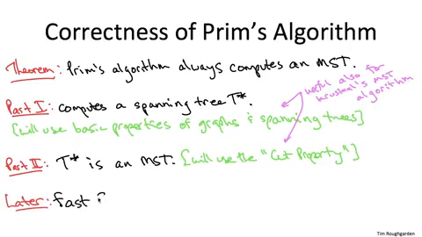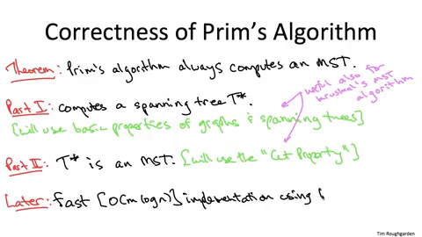For those of you who would much rather talk about running time than correctness, don't worry, your time will come. After we wrap up this correctness proof, I'll address how you implement Prim's algorithm quickly. In particular, using heaps, we'll get the running time down to the near linear bound of O(m log n).